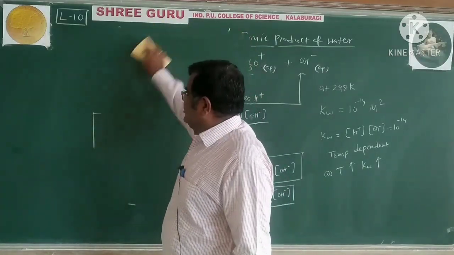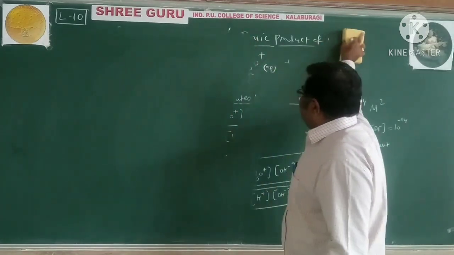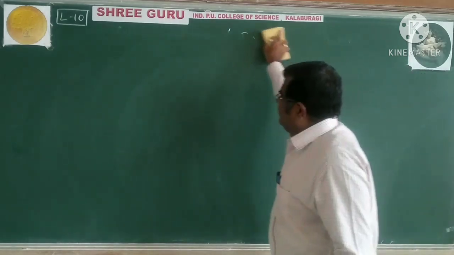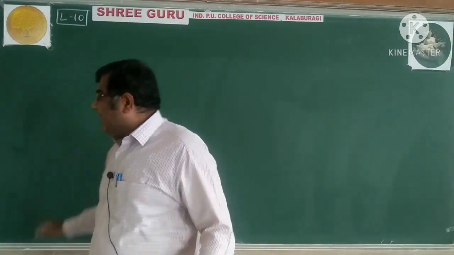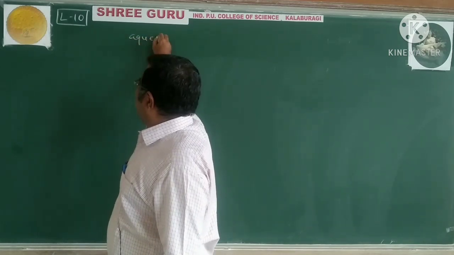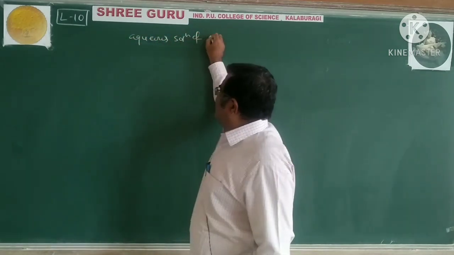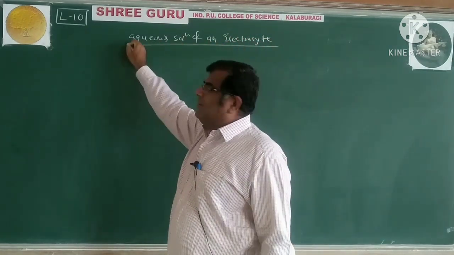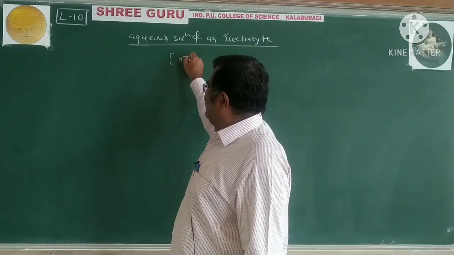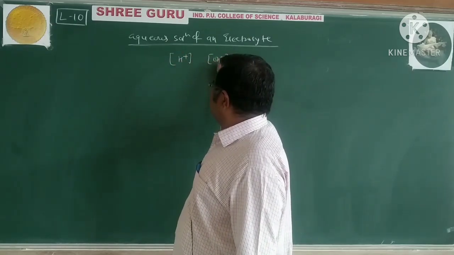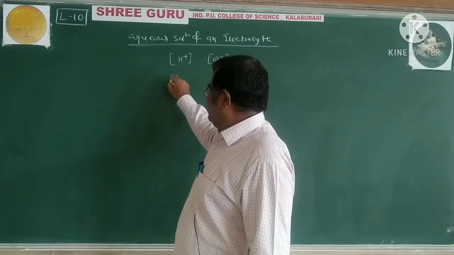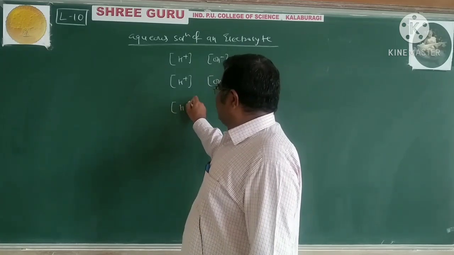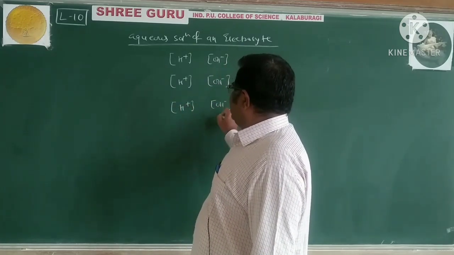See how we are going to do that. If we take the aqueous solution of any electrolyte, aqueous means in water, solution of an electrolyte, and compare their H plus ion concentration and OH minus ion concentration, there are three possibilities. We are comparing the concentration of H plus ion and the OH minus ion.